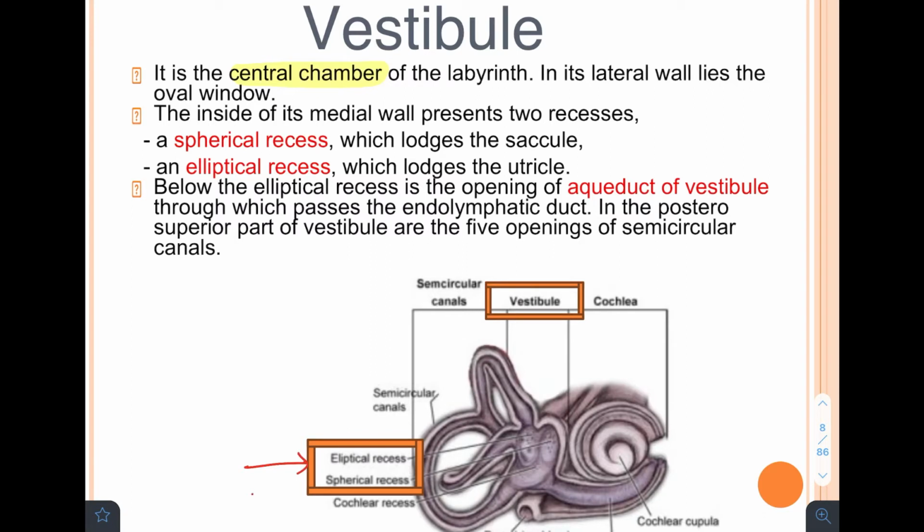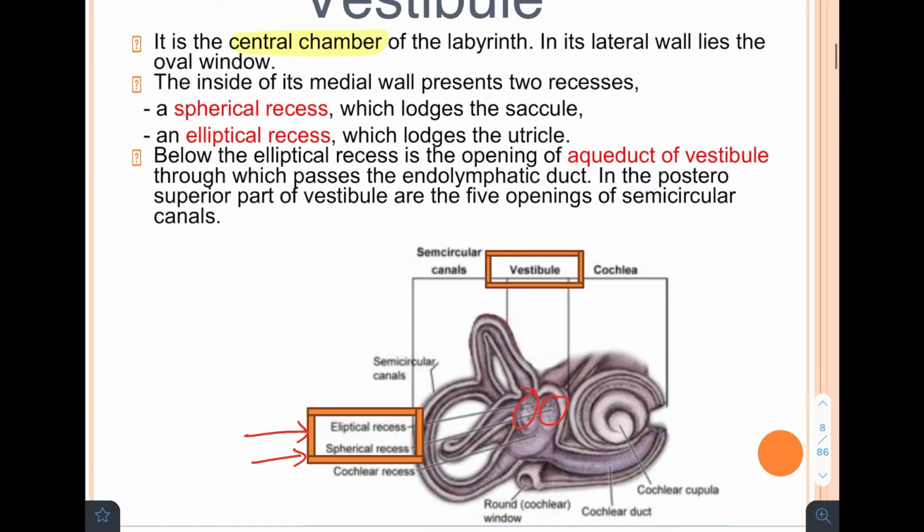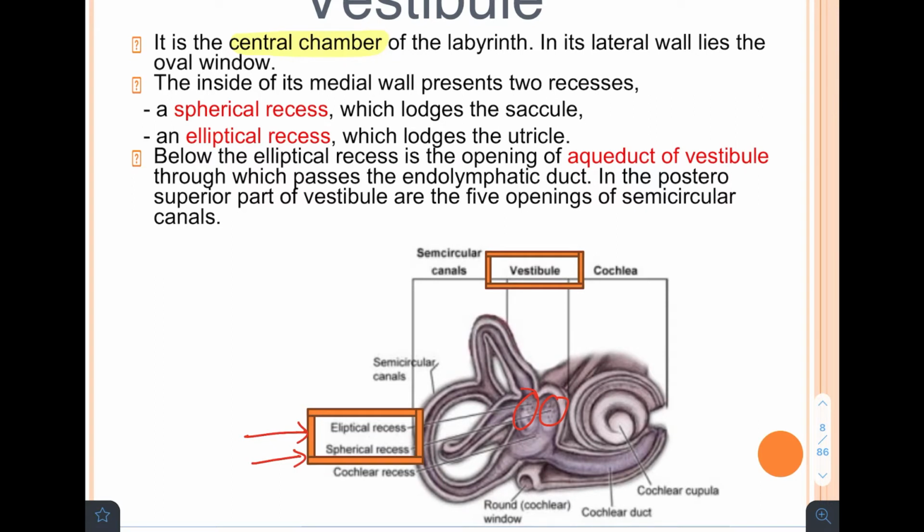You see over here in the picture, there is a spherical recess over here and there is an elliptical recess over here. The spherical recess lodges the saccule, whereas the elliptical recess lodges the utricle. And below the elliptical recess is the opening of the aqueduct of the vestibule through which passes the endolymphatic duct. In the posterior superior part of the vestibule there are also 5 openings of the semicircular canals.